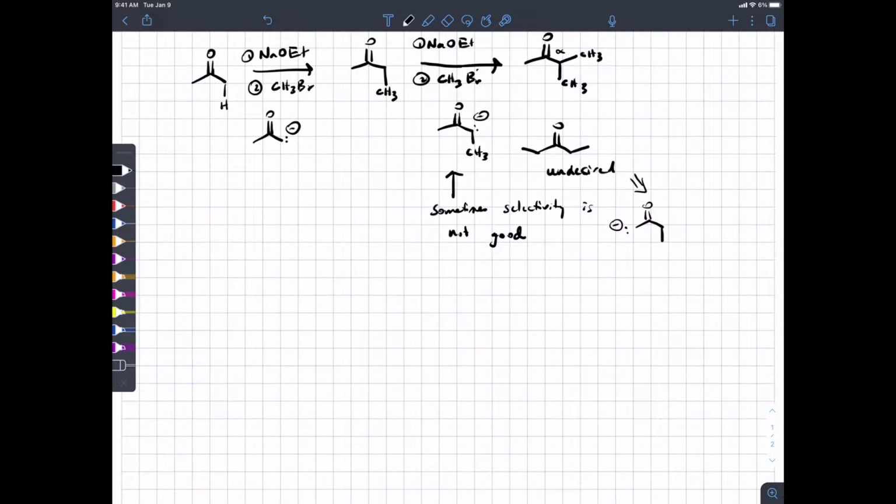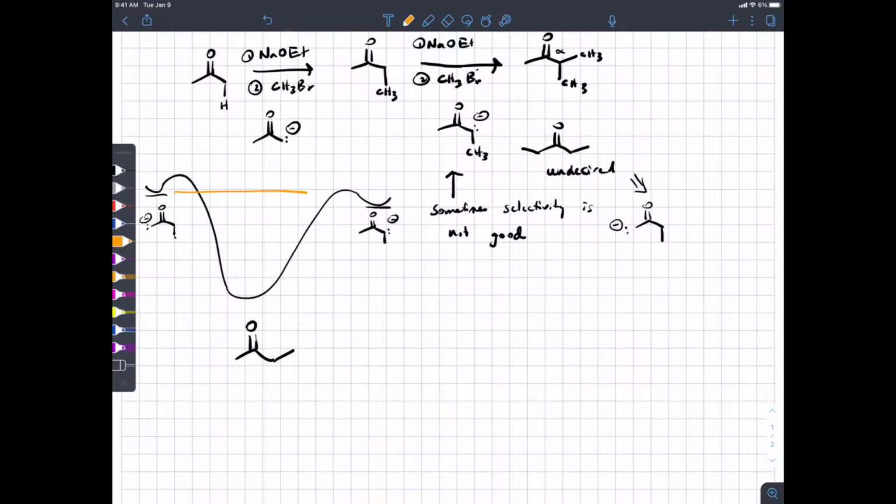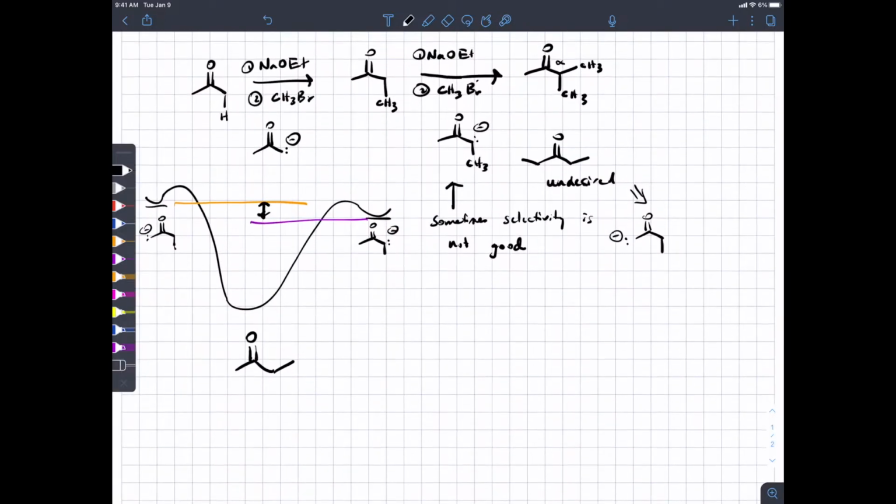That's true. Remember though that in our energy diagram, the selectivity has to do with the difference in energy between the more substituted enolate and the less substituted enolate. And there may be cases where that energy difference is small enough that you get product ratios that are closer to 50-50 than 90-10 or something like that. So it's sort of a case-by-case basis, you may need an alternative.